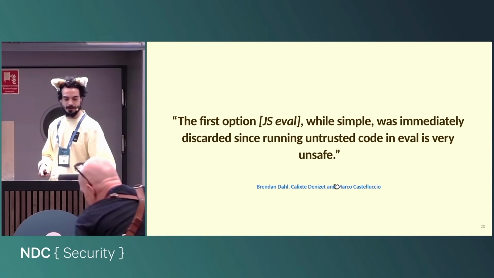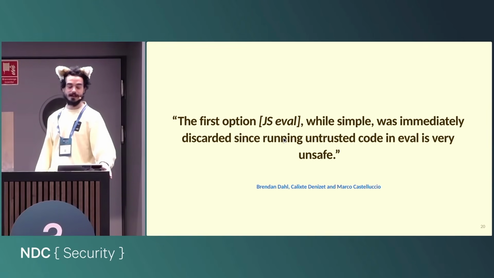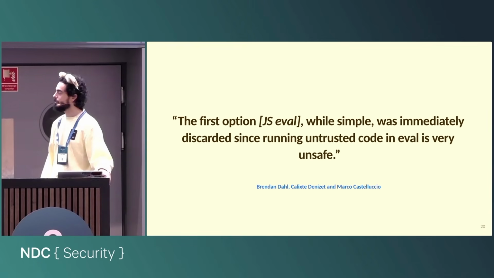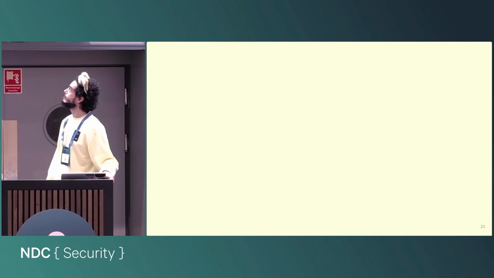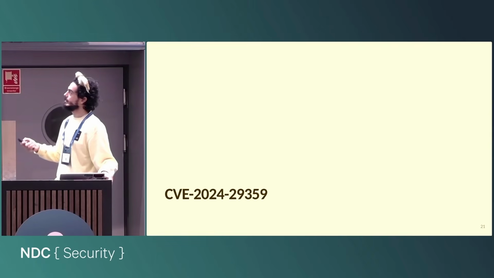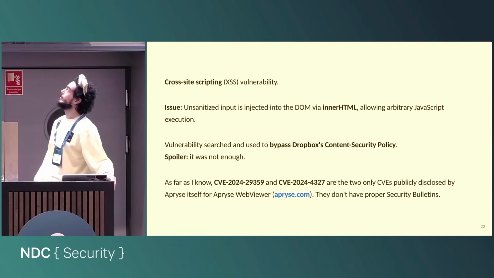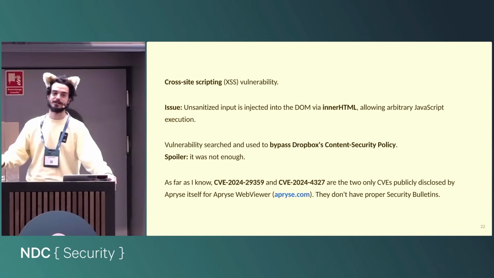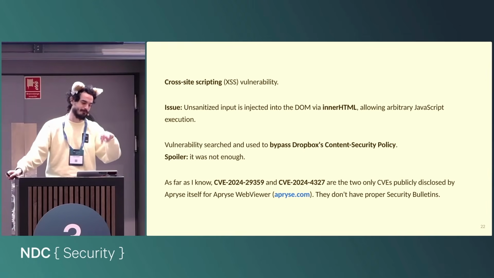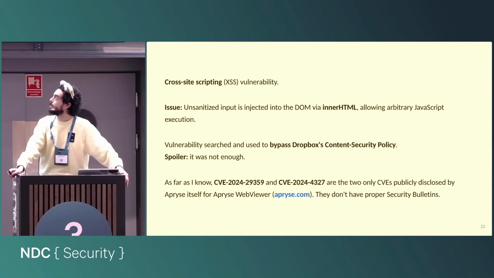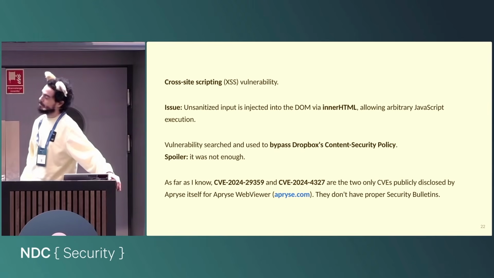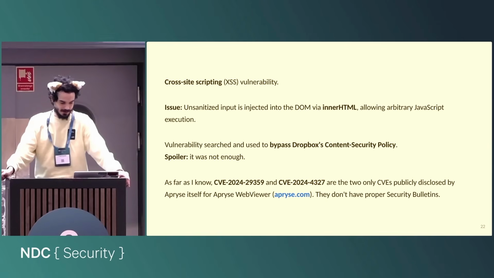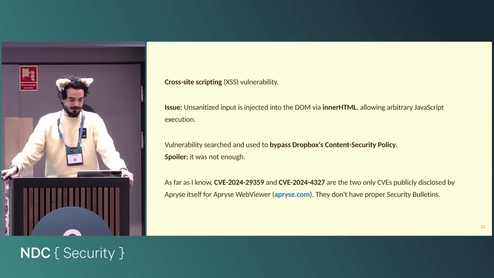You can still try to inject PDF JavaScript code using other vectors, other objects in the PDF, but not JavaScript itself. And here we can see another cross-site scripting vulnerability, still in Apryse, but where JavaScript embedded in the PDF is not involved. So what we have here is just an unsanitized input injected using a weak innerHTML function that allows arbitrary JavaScript execution.